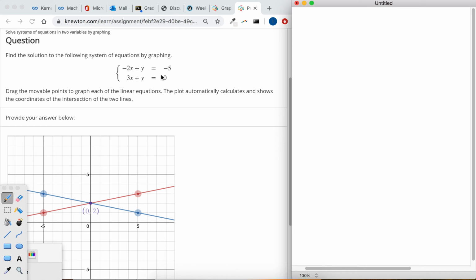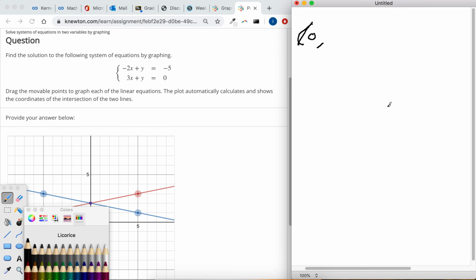We're supposed to graph this system of linear equations. One quick way to graph is to try plugging in 0 for x and see what it spits out for y. Get the, what do you call it, the y-intercept. Okay.